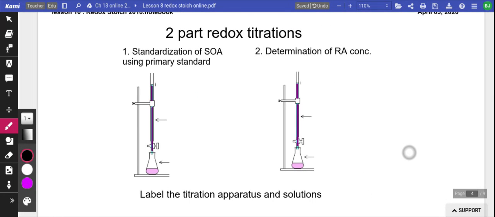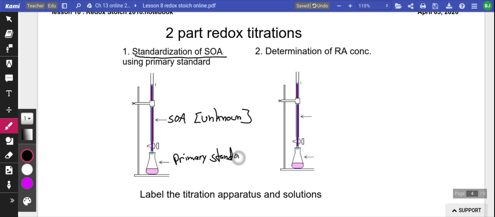Okay, in visual form, part 1, standardization of the strong oxidizing agent. In other words, you're figuring out its concentration. So up here, we would say concentration is unknown at the start. This is your primary standard, which you built. So we say that its concentration is known. And usually it's 10 mil samples.